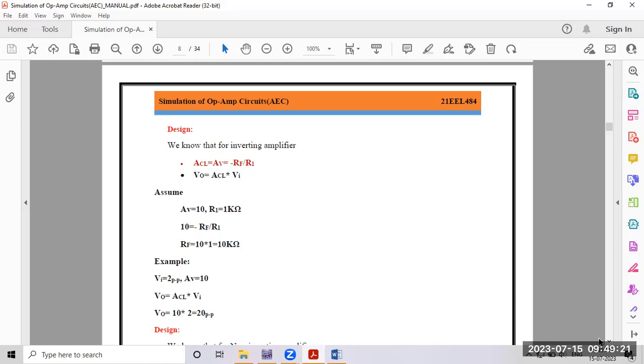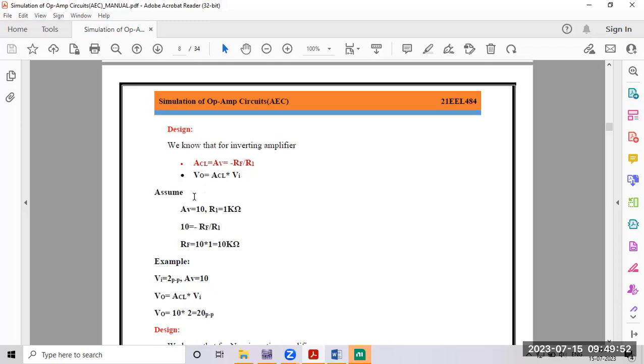ACL equal to minus RF divided by R1. The minus represents a 180-degree phase shift between input and output. Output formula: V0 equal to ACL into VI. This gain is going to multiply with our input voltage. For example, if I give 2 volts, the output will be multiplied by this gain, whatever the gain may be.